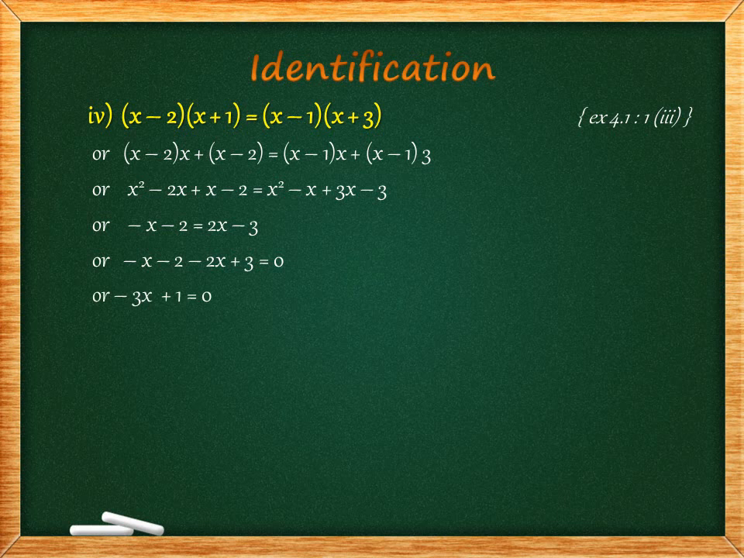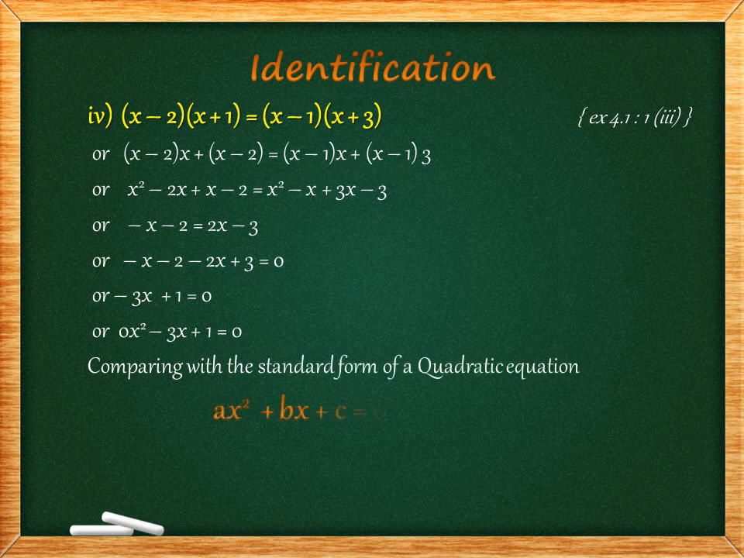Now, we can write this equation as 0x square minus 3x plus 1 is equal to 0, as there is no term of x square there. Now comparing this with the standard form of a quadratic equation, ax square plus bx plus c is equal to 0, we get a is equal to 0, b is equal to minus 3 and c is equal to 1.